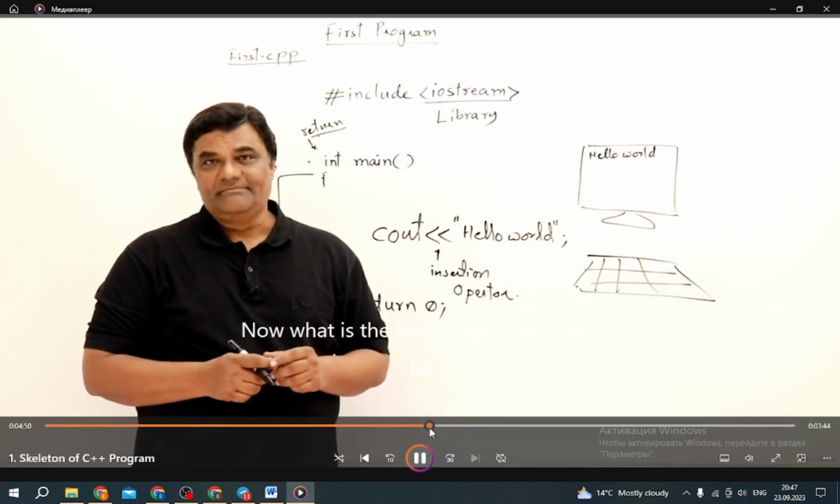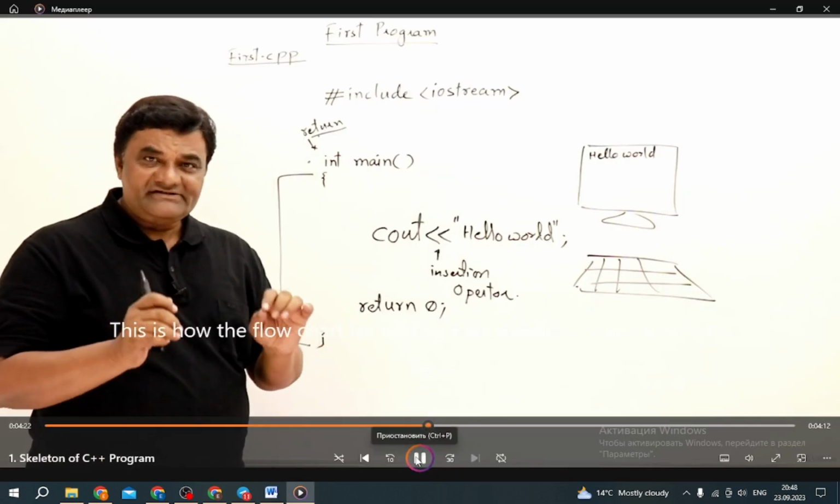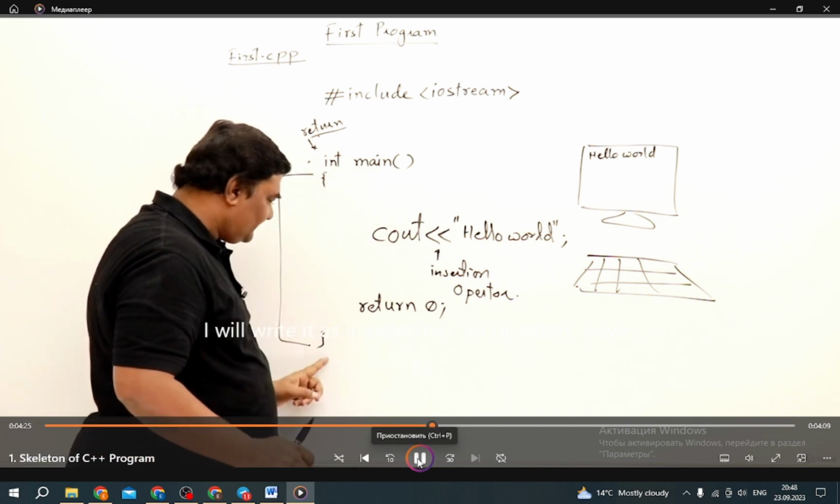and easily write a program. For every C++ program, we should write down int main, flower bracket, close, and return.